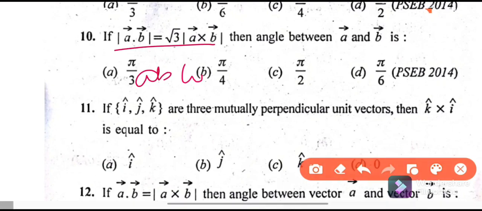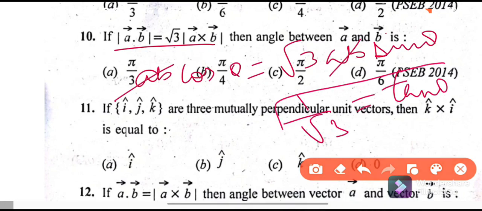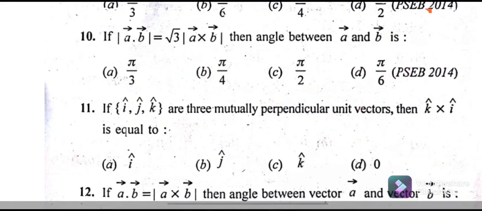AB cos theta is equal to under root 3 AB sin theta. AB cancelled. Sin by cos means tan theta is equal to 1 by under root 3. Now tan theta is 1 by under root 3 for pi by 6 value. So answer is D option.